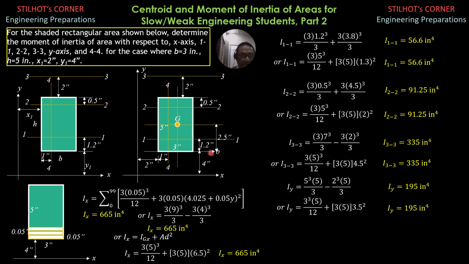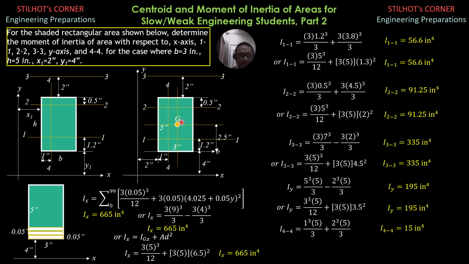And finally, with respect to axis 4-4, we imagine two rectangles, one of base 1 inch and the other of base 2 inches, where 2 inches is 3 inches original base minus 1. So it is 1 cubed times 5 over 3 plus 2 cubed times 5 over 3. And that is equal to 15 inches to the fourth.